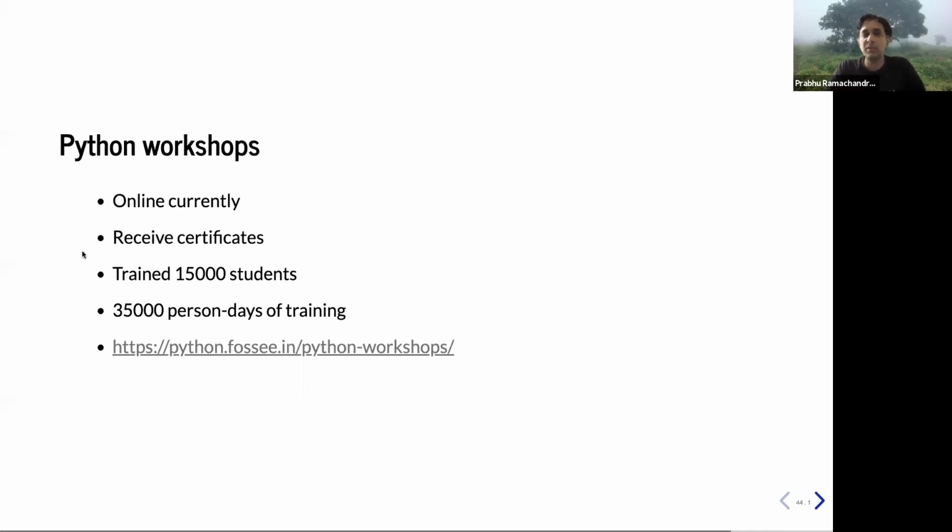Right now they're online, but we've not done too many of them right now. And students receive certificates for this. We've trained about 15,000 students in total, not 1,500. And please note that this is not like it's an hour long. A 1 day workshop means 8 hours of material. A 3-day workshop means 24 hours of lecture material.